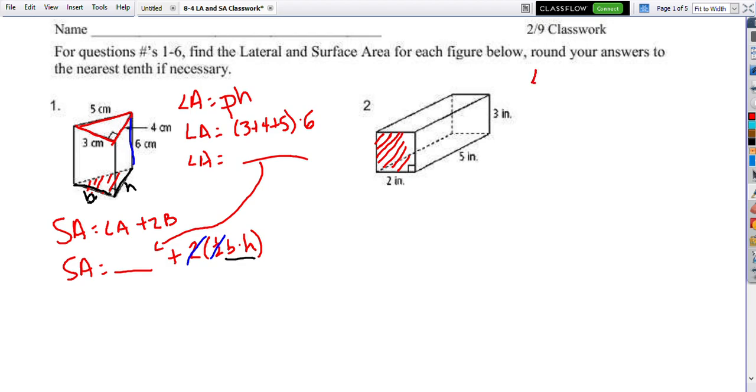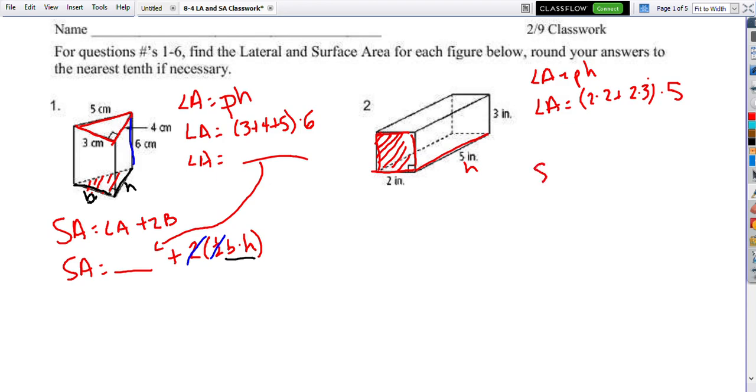So remember, lateral area is perimeter of the base times the height. So for that base, remember there's sides of 2. So there's 2 sides of 2. So 2 times 2 plus 2 times 3. 2 sides of 3. So 2, 2, 3, 3, right? All right, and then times the height of the prism, which is that guy right there, so times 5.